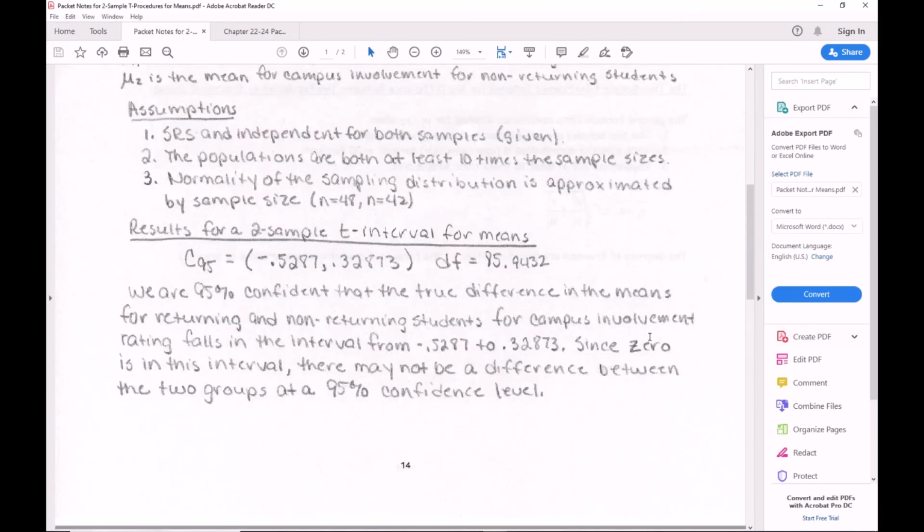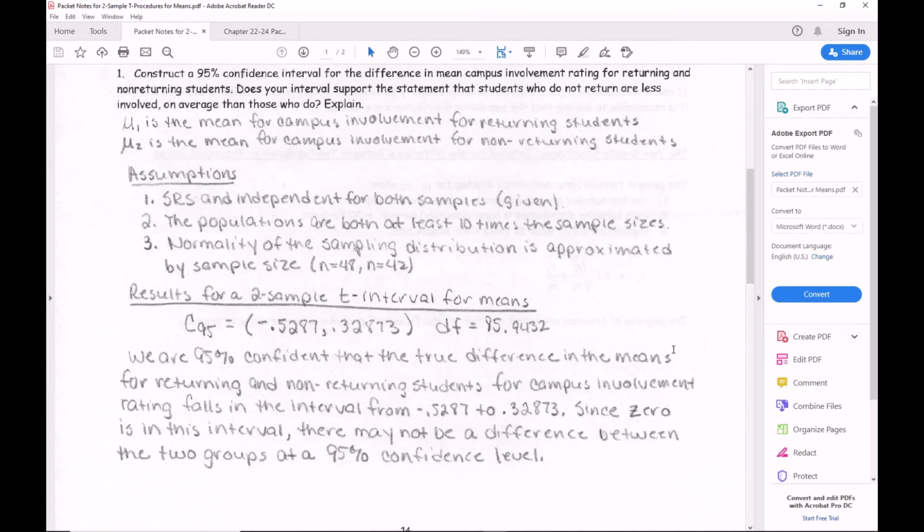So give the usual spiel. We are 95% confident that the true mean difference in the means for returning and non-returning students for campus involvement rating, wow, falls in the interval from negative 0.5287 to 0.32873. If it had been any other interval practically, we would not be continuing, but we need to look for 0, and 0 is there. See negative quantity here, positive here. So since 0 is in the interval, there may not be a difference between the two groups at a 95% confidence level.